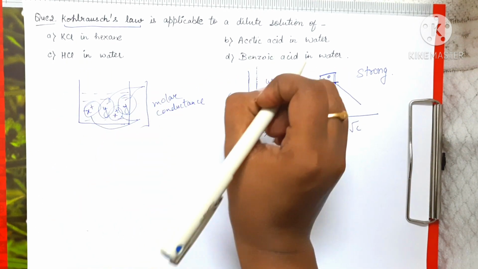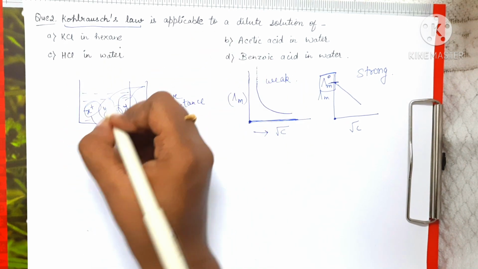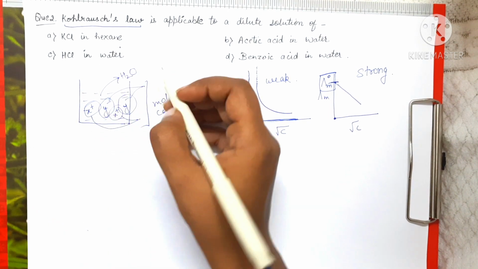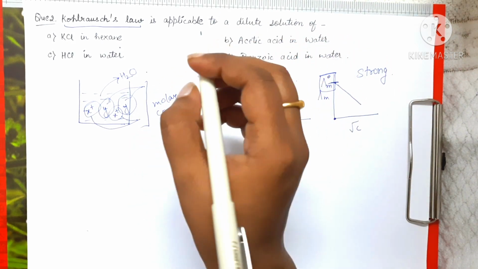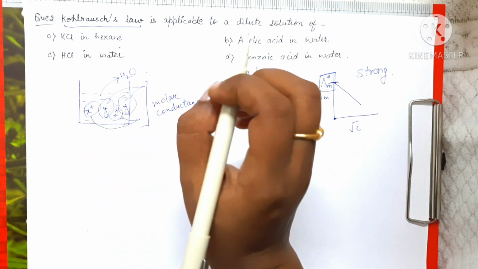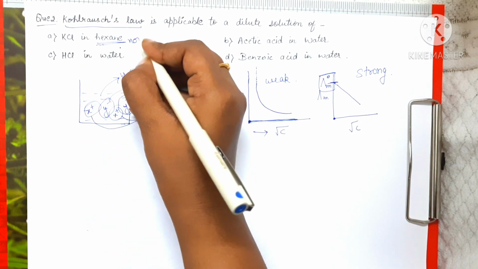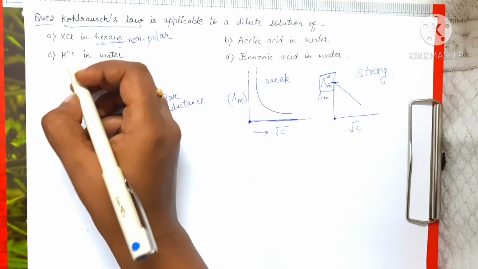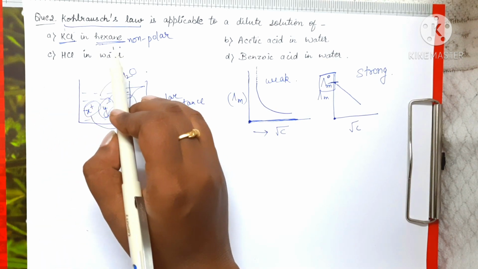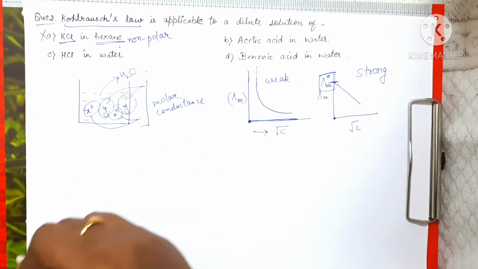Now if we look at the options, the first option is KCl in hexane. Whenever we use a solvent, it should be a polar solvent. In this case, I said we are using water, right? So we need a polar solvent and strong electrolytes which break into ions. That means a polar electrolyte also. Hexane is a non-polar solvent. KCl is polar, it will break into K positive and Cl negative, but in hexane it is not going to break into K positive and Cl negative. So this is definitely not the answer.